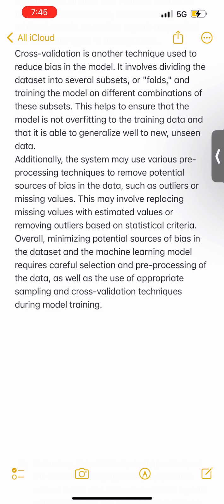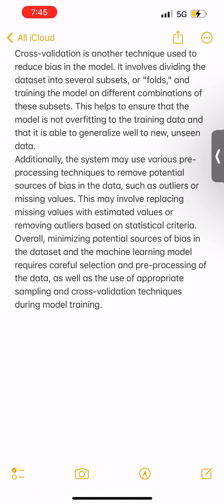Contextual information. The system may use contextual information, such as the location and timing of the signals, to determine whether they are more likely to be associated with natural or artificial sources. For example, if the signals are coming from a location where there is a known extraterrestrial civilization, this may increase the likelihood that they are associated with intelligent life.